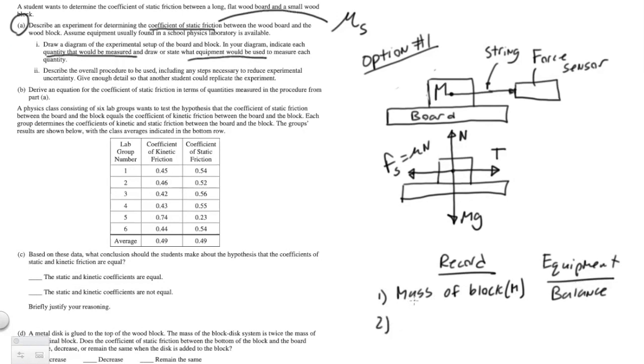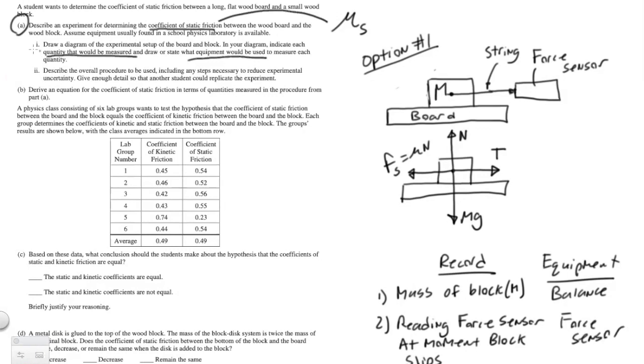Okay, second thing we're going to record is the reading. We want to record the reading of the force sensor at the moment the block begins to slip, at the moment the block slips and starts to move. To do that, we're going to use the force sensor. So this would pretty much nail this part right here.